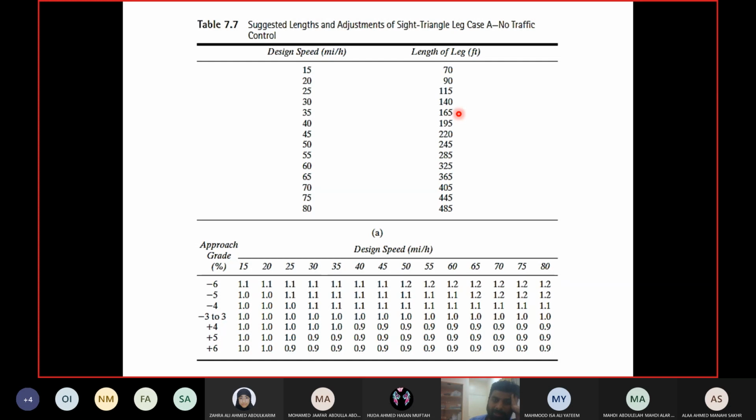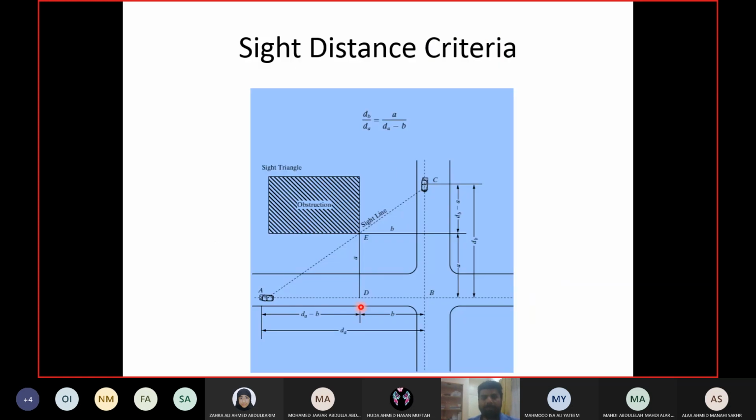Then I should apply the adjustment factor. For the speed of 35 miles per hour, in this column, and the gradient 2%, which is in this range, the adjustment factor is 1. So 165 multiplied by 1 is 165. DA is 165. Now A is given as 65, B is given as 45, and DA is 165. So how much will dB be? We have to find out dB here.